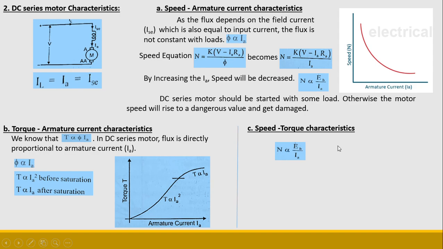Then speed versus torque characteristics. The same condition, N is proportional to Eb divided by Ia. The same graph which was discussed in the previous case, that is speed versus armature current. So students should understand that the graph drawn between speed versus armature current is the same as the graph drawn between speed versus torque.